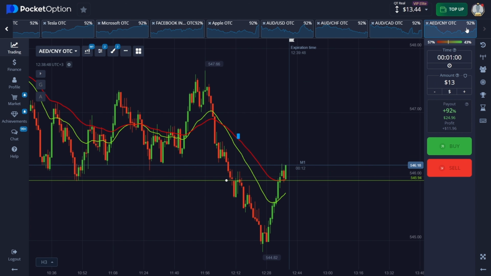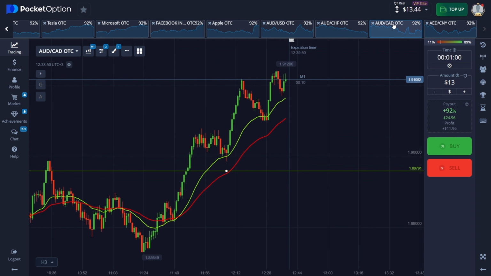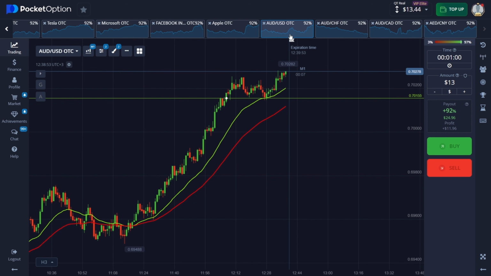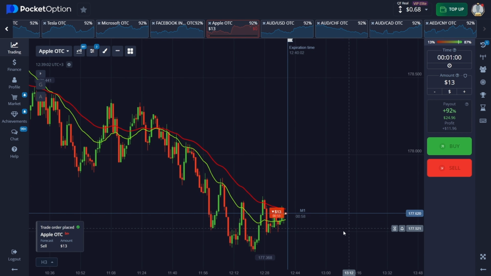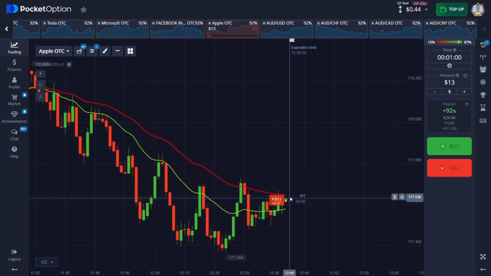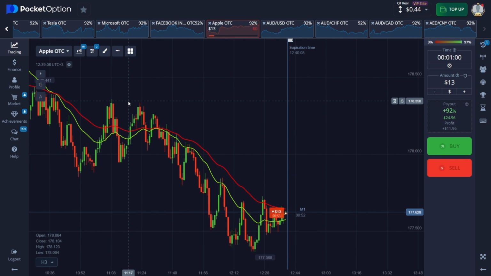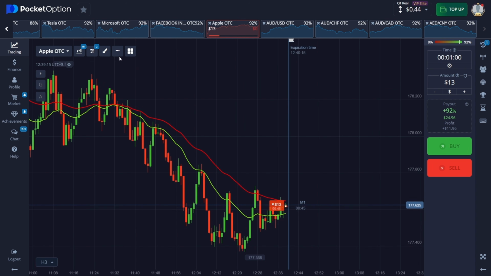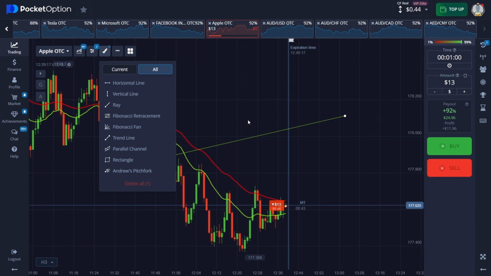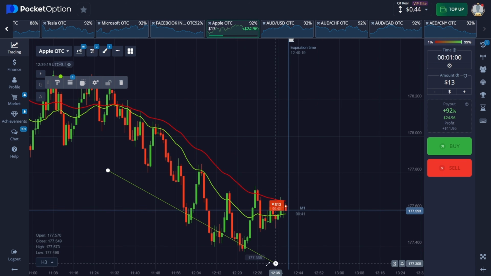Let's find a trade for $13 on the OTC market. Here we have a trade, and I placed a trade for a downward move for $13 on Apple OTC. There was a solid downtrend, and the candle was taking a retracement from the 25 EMA. However, this time the candle broke the 25 EMA. It was taking a retracement from the 50 EMA, which is why I took this trade for a downward move.